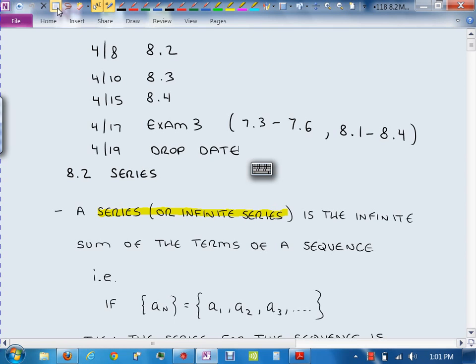Here's our schedule. I've changed it, everyone, so I don't want there to be any surprises. We were supposed to have our next exam after the drop date, but we're going to have today's class 8-2, next class 8-3, next Monday 8-4, next Wednesday 8-5. The exam will cover 7-3 through 7-6, and it'll also cover 8-1 through 8-4. That's next Wednesday, and then next Friday is the drop date.